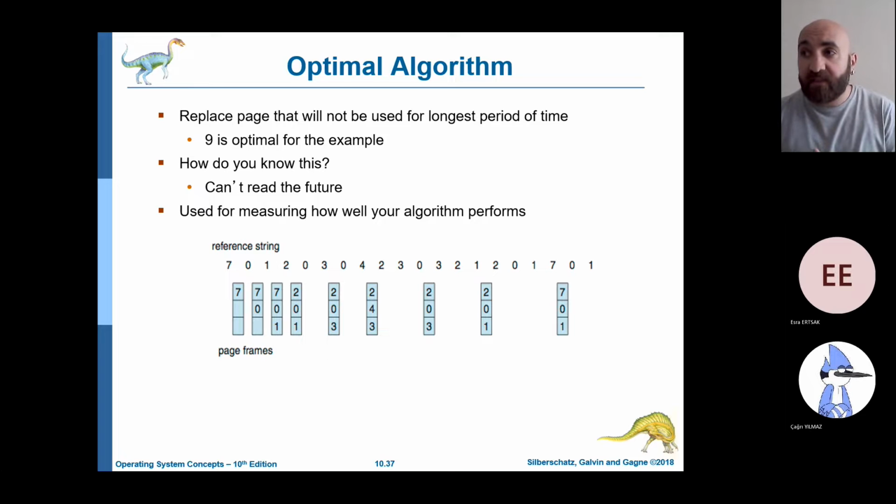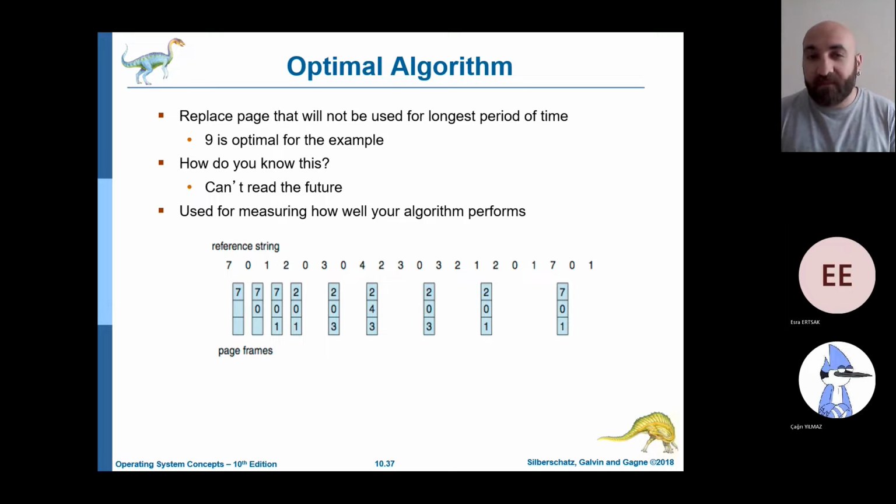So as you can see here, we have 9 page faults. But if you use the first in first out algorithm with the same reference string and 3 frames, we are going to get 15 page faults. For that reason, it's called the optimal algorithm.